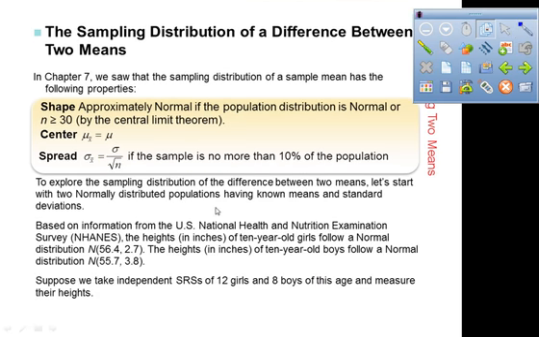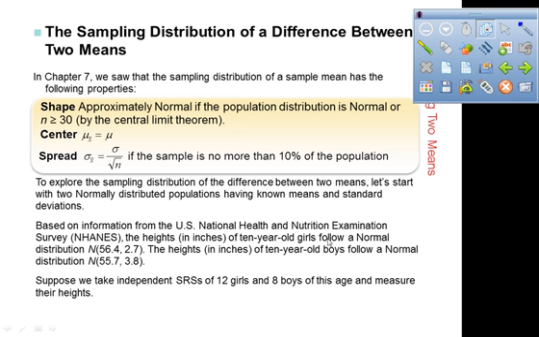So to explore the sampling distribution of the difference between two means, we're going to look at two normally distributed populations. They get this information from the United States National Health and Nutrition Examination Survey. Your nurses do this. I think as freshmen they make you go down to the gym and they do everybody's height and weight and all that stuff. It's for this thing right here.